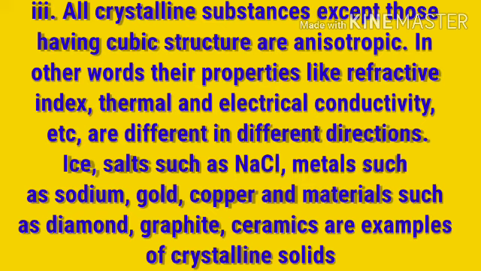For example, ice, salts such as NaCl, metals such as sodium, gold, copper, and materials such as diamond, graphite, ceramics are examples of crystalline solids. Here, the term anisotropy means the property of a crystalline solid to change the value of a physical property when measured along different directions.